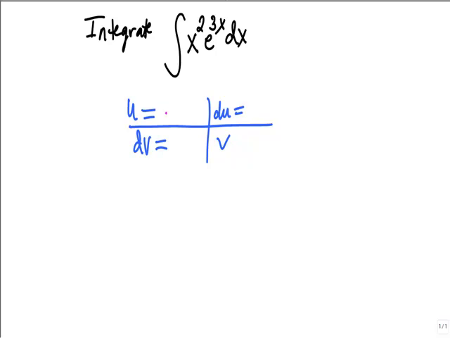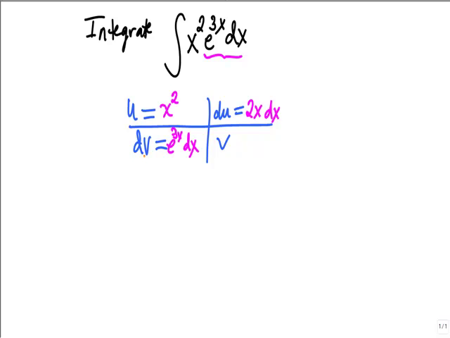So my choice for u will be x squared, which then leaves e to the 3x dx as your dv. Okay. So now x squared, when I take du, it becomes easier, and it becomes 2x dx. You must have that dx. That's a really important part of the step.